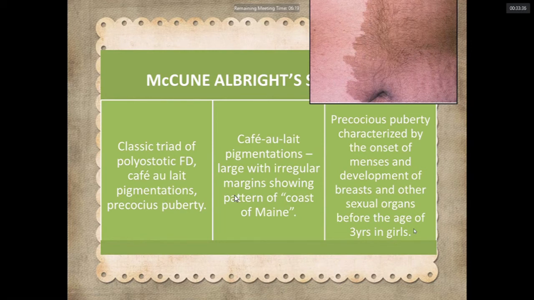Okay, these are large pigmentations with irregular margins. Precocious puberty is characterized by the onset of menses and development of breast and other sexual organs before the age of 3 in girls. So this McCune-Albright syndrome is the triad of polystotic fibrous dysplasia, cafe au lait pigmentations, and precocious puberty. All these three are required to be called McCune-Albright syndrome.